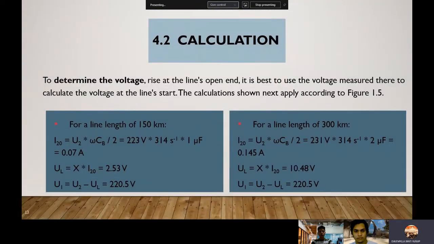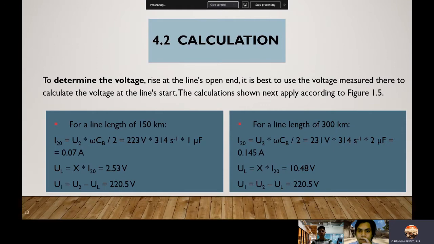For the calculation, it is to determine the voltage rise at the line's open end, and it is best to use the measured voltage to calculate the voltage at the line start. So this is the calculation that we did for this table, using the data inside the table.